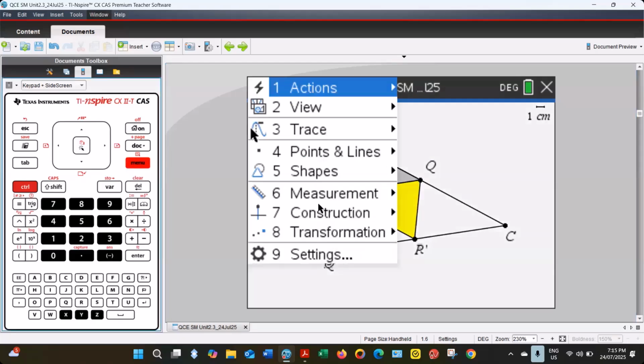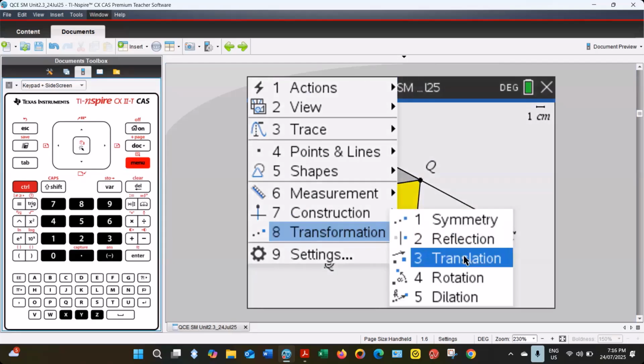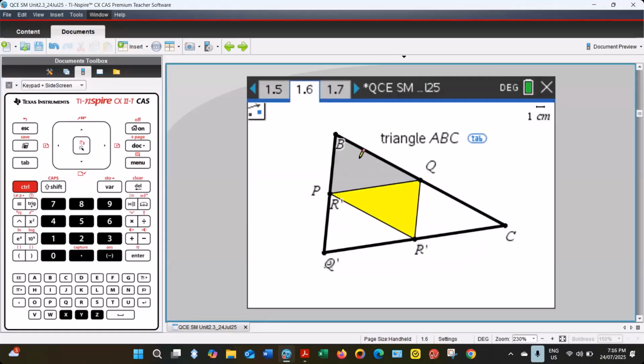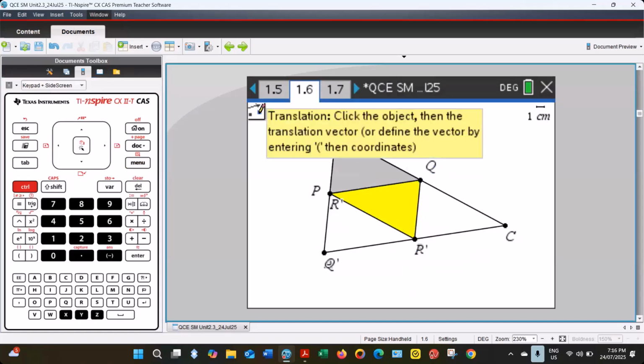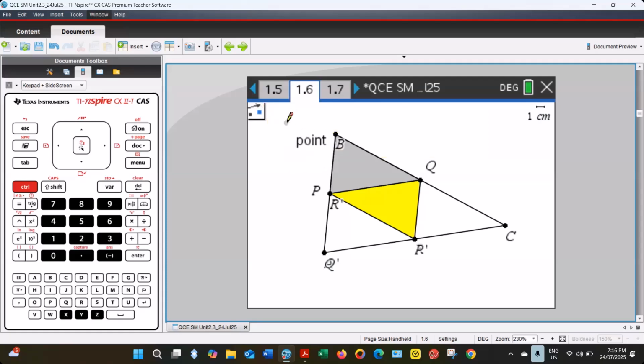The other way I could have done it is using the translation tool. So translation, so I'm going to translate this triangle. So the translation: click the object, then the translation vector. I'm not going to do that. I'm not going to put in a vector. If you put in a translation vector, then it will translate in the direction and the length of the vector. I'm going to do something a little bit different. I'm just going to keep it flexible. So I translate. You can see that it fits neatly over that one and over that one.